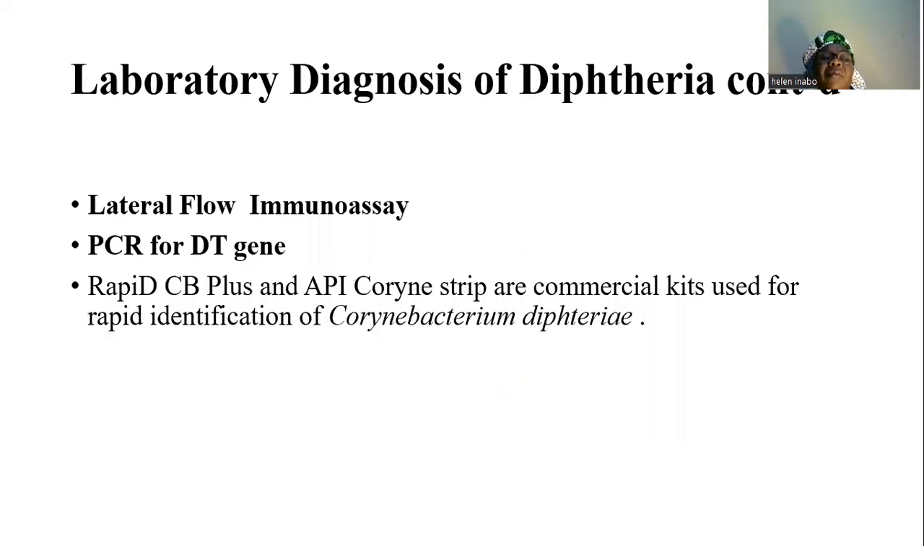Other methods for definitive or laboratory diagnosis of diphtheria include lateral flow immunoassay and PCR for the tox gene. Rapid CORYNE plus and API Coryne strip are commercial kits which are used for the rapid identification of Corynebacterium diphtheriae.